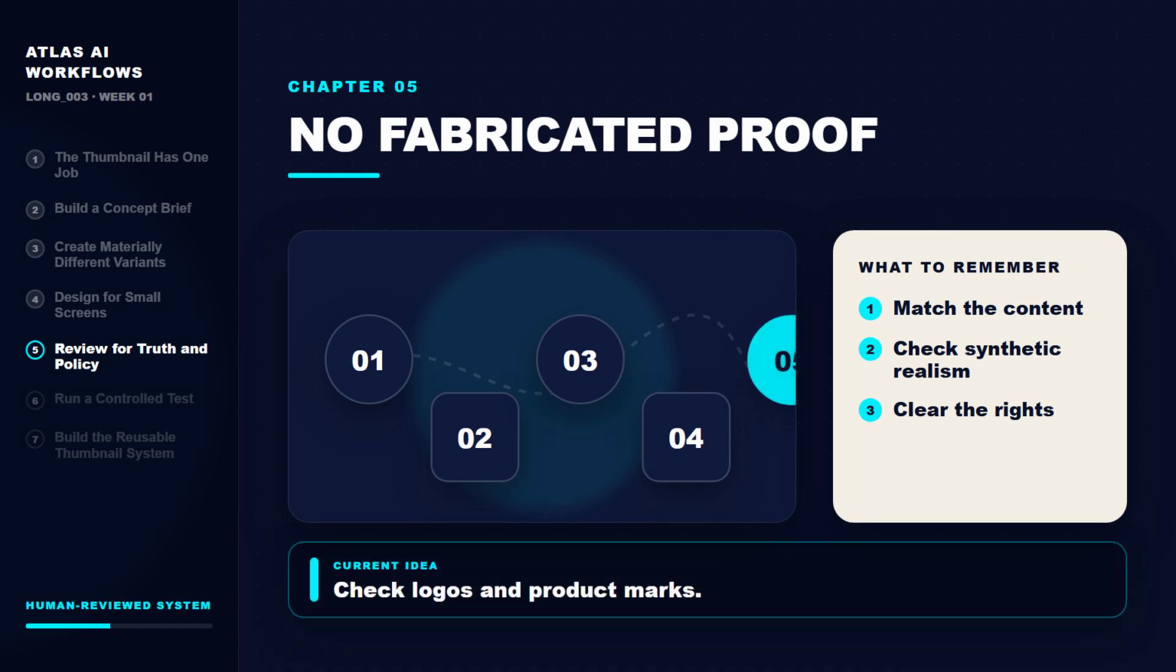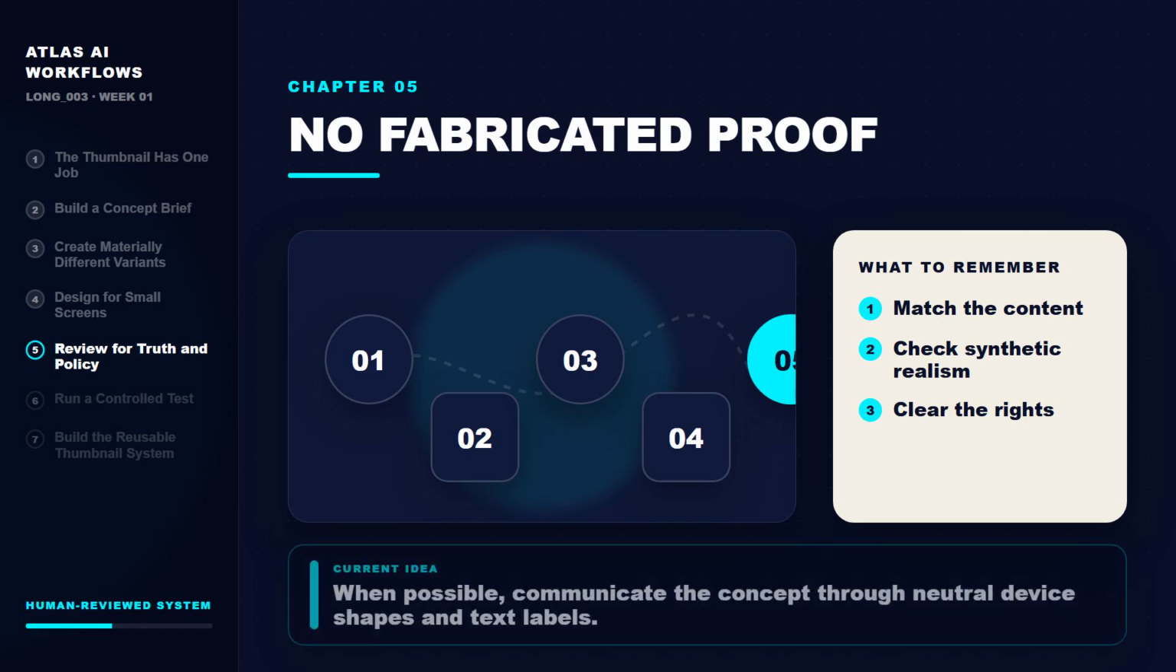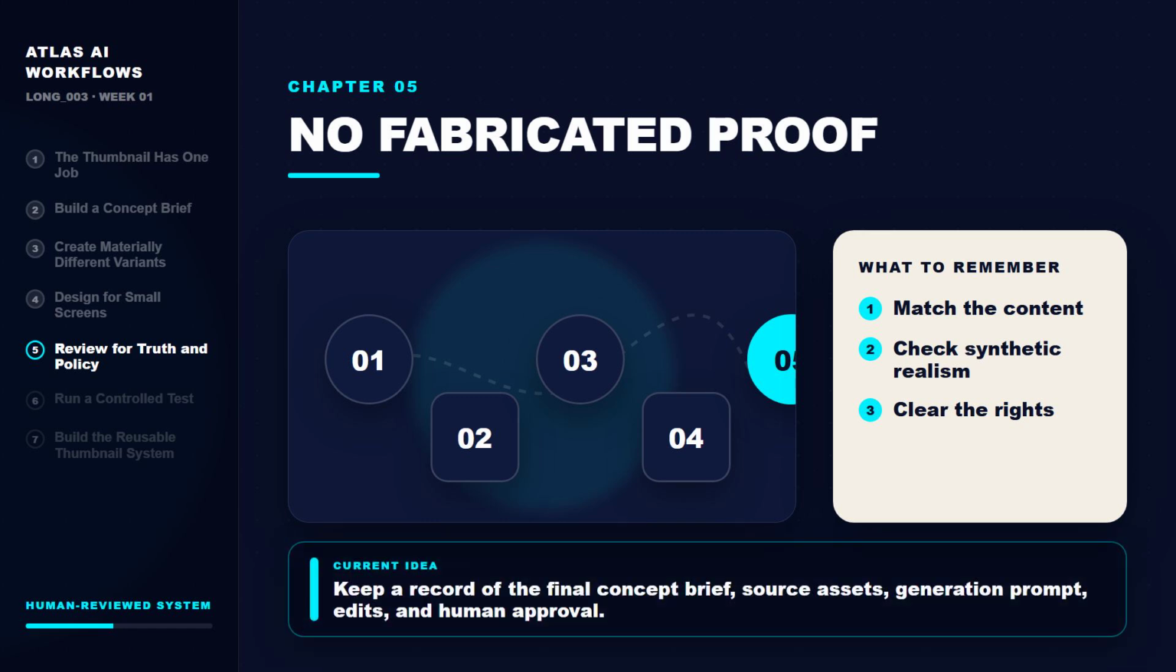Check logos and product marks. A video can discuss a platform while the thumbnail still uses the mark in a confusing or unauthorized way. When possible, communicate the concept through neutral device shapes and text labels. Keep a record of the final concept brief, source assets, generation prompt, edits, and human approval.